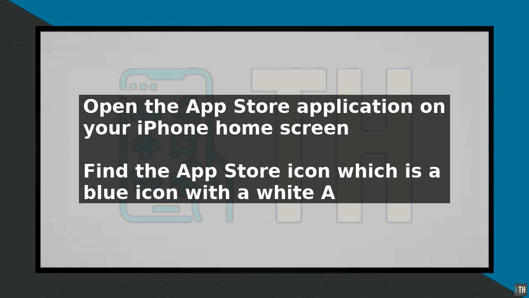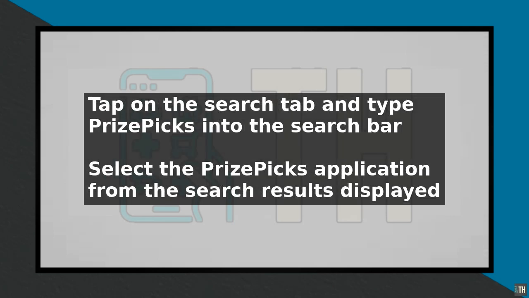Once the App Store is open, tap on the Search tab at the bottom of the screen. This will allow you to search for the Prizepicks application. Type Prizepicks into the search bar and select the application from the search results. On the Prizepicks application page, you will see a button that says Get. Tap on the Get button to begin the download process.